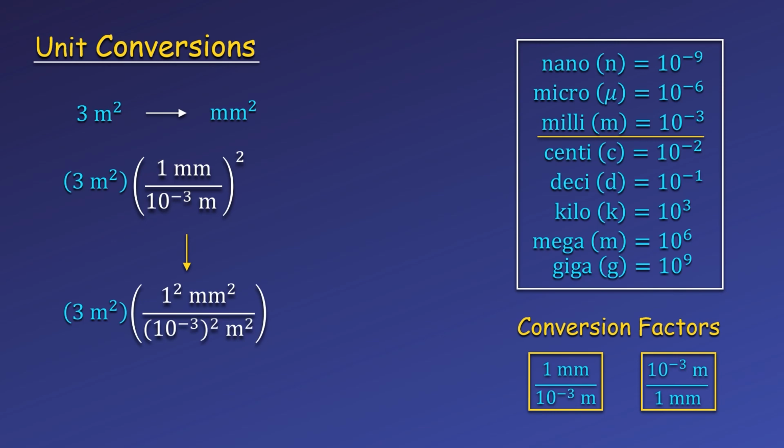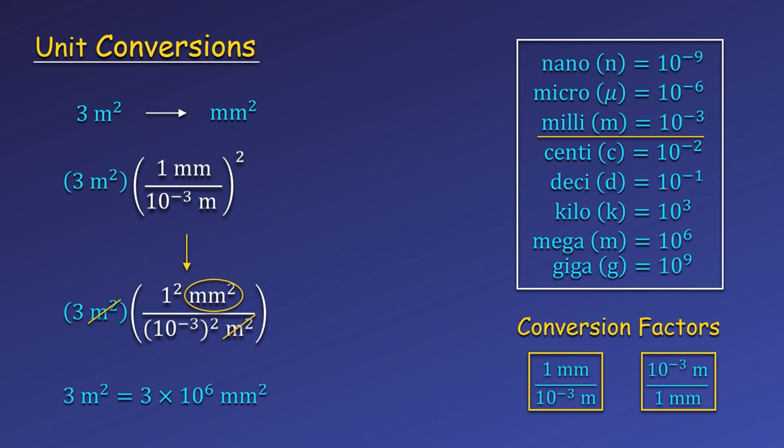To see that this makes our units work, we can distribute our exponent to every term inside the parentheses. Doing this gives 1 squared millimeters squared over 10 to the minus 3 squared times meters squared. Now we can cancel our meters squared and simplify. The only units that are left are millimeters squared, which is what we want. Plugging this into a calculator, or simply flipping the sign of our exponent and bringing our power of 10 up, we get 3 square meters is equal to 3 times 10 to the 6th, or 3 million millimeters squared.